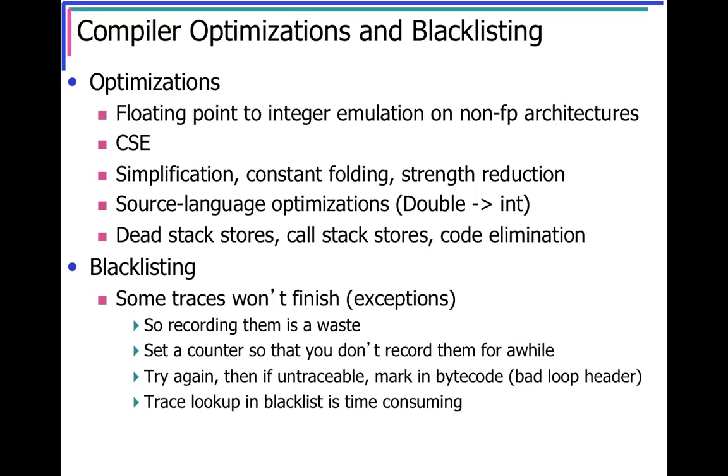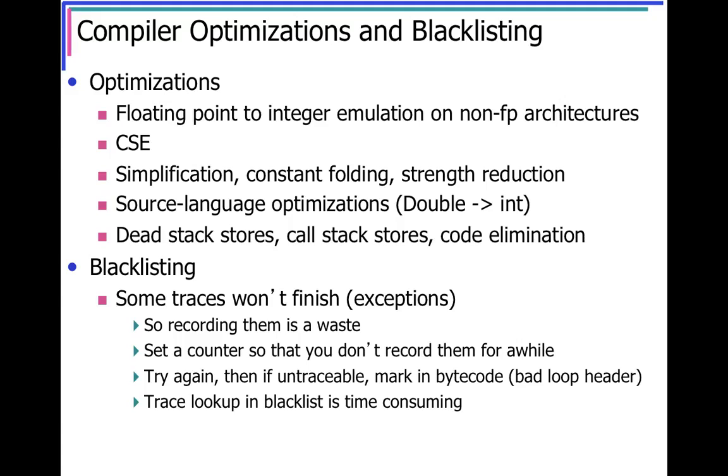These are simplification optimizations, things like constant folding, constant propagation, copy propagation. Strength reduction is the idea where you have a complex operation like multiply that you change into the equivalent with a more efficient operation such as add. There's also floating point and integer emulation that we can do if you don't have a floating point architecture. CSE stands for Common Sub-Expression Elimination, which we discussed in our optimization lecture.